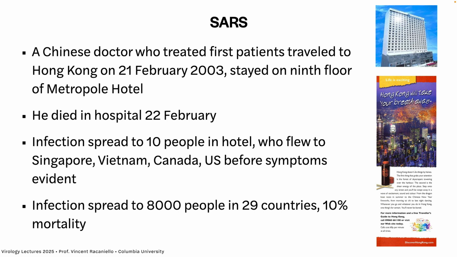And so a Chinese doctor who treated patients in Guangzhou, China, traveled to Hong Kong on February 21st. He stayed at the Metropole Hotel. This is a very famous hotel now because of SARS-1. He died the next day in the hospital of SARS. But he had already spread the infection to 10 other people in the hotel who flew to other countries, Singapore, Vietnam, Canada, the US, before symptoms were evident. And eventually the infection spread to 8,000 people in 29 countries, with a 10% mortality rate.